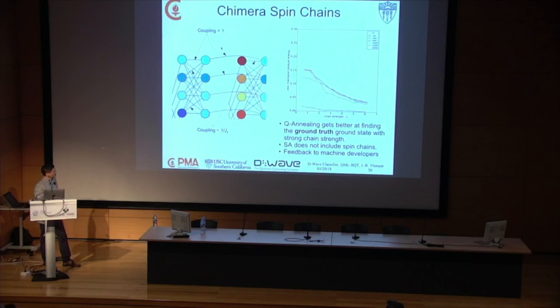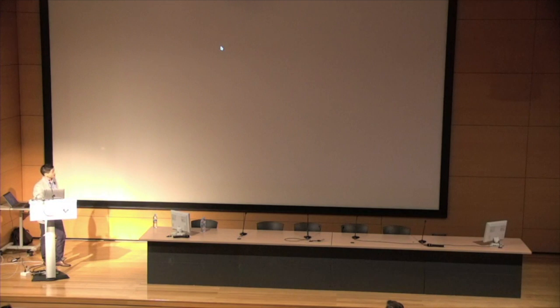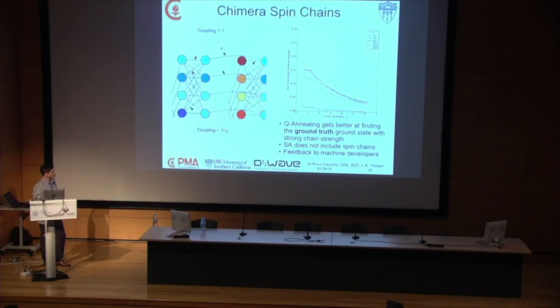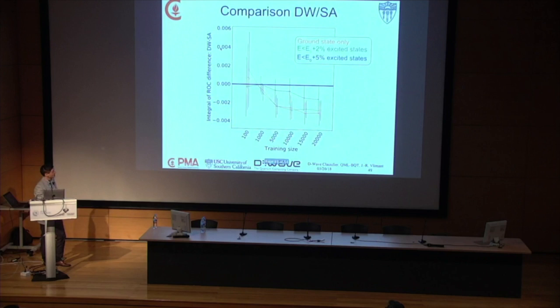And essentially here we still have a discrepancy between the true ground state that is found by simulated annealing and the lowest energy state that is returned by the D-Wave system. And that accounts for the difference in this curve and why the D-Wave answer has a disadvantage versus simulated annealing.